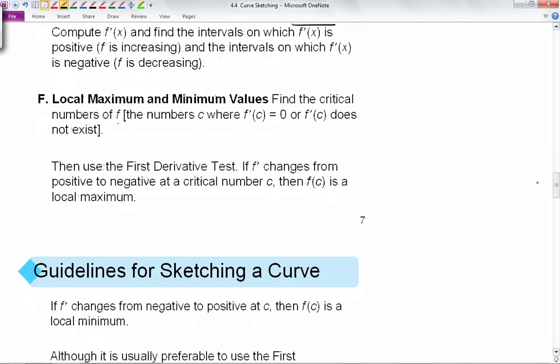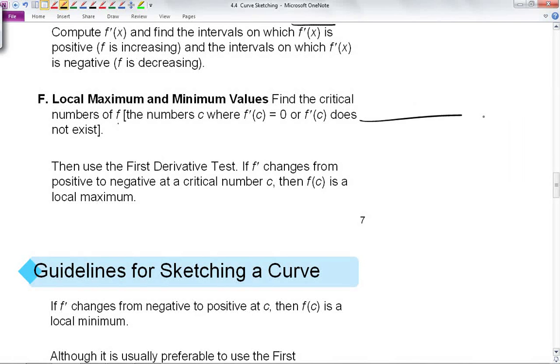Okay, one thing to point out, it's come up a couple times and I've talked to some students about it individually. If we have a value for which the original function does not exist, the original function is not defined, meaning this value is not in the domain of the original function, then that is not a critical number. Now it may be a place where the function changes from increasing to decreasing, but that's going to be something like a vertical asymptote.